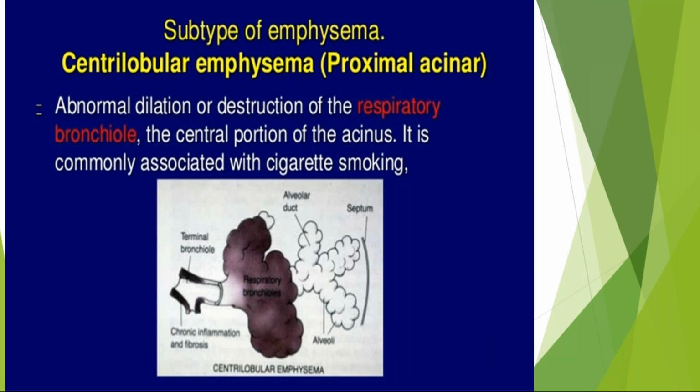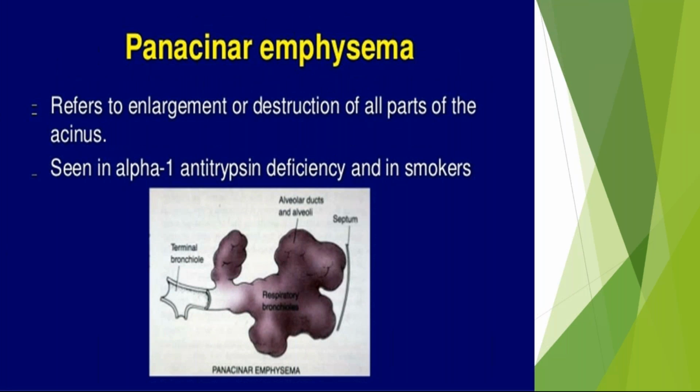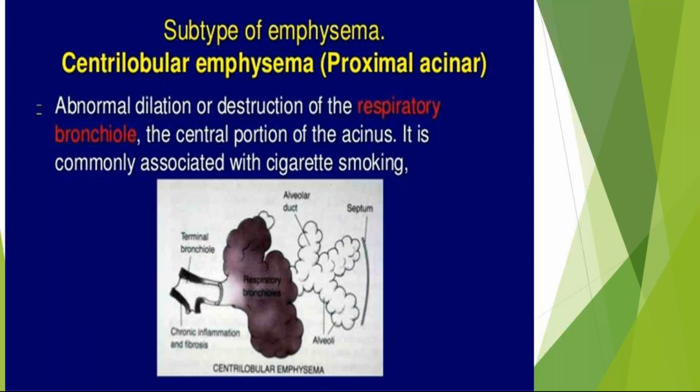These are the subtypes of emphysema: centrilobular, panacinar, and paraseptal. These are the three types of emphysema. Coming to centrilobular emphysema, which is proximal to the acinus, there will be destruction of the central portion of the acinus, which is mainly the respiratory bronchiole. It is mainly associated with cigarette smoking. This is the picture showing centrilobular emphysema. Here the respiratory bronchioles are mainly affected.